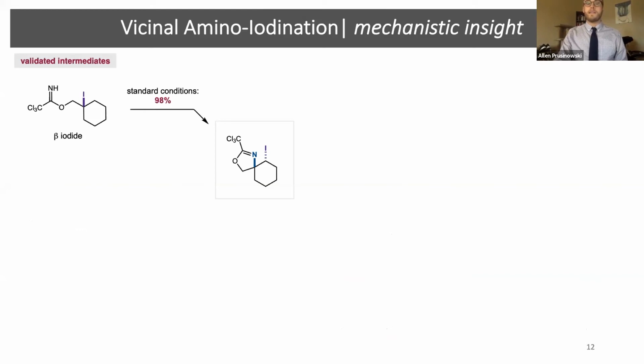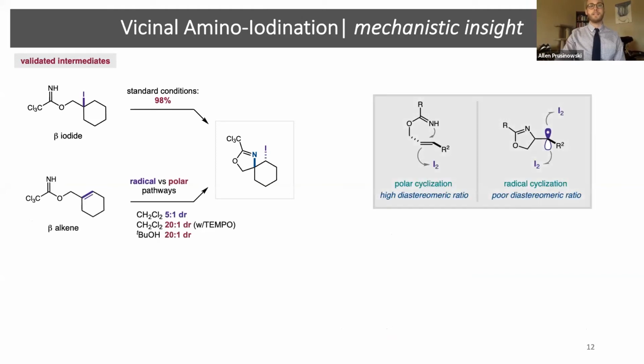We're able to validate intermediates by independently synthesizing them. Excitingly, this tertiary iodide gives us our product in great yield, as well as this alkene. But we did get another piece of information from this allyl imidate: when we changed the solvent to dichloromethane, we saw a decrease in the diastereomeric ratio. We were able to resurrect that by putting a radical trap such as TEMPO into the reaction. We believe that's because we're suppressing a radical cyclization pathway, leading us to favor the polar cyclization, which leads to a high DR.